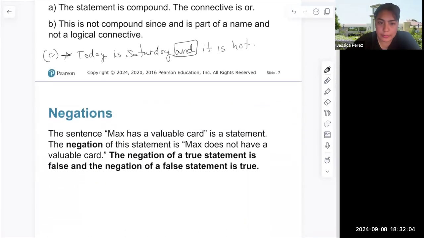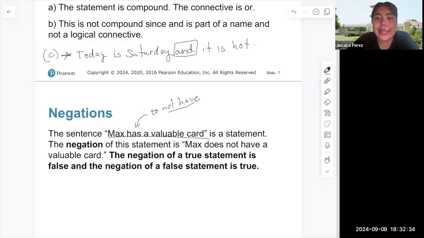What about a negation? The statement is: Max has a valuable card. The sentence is a statement because you're declaring something. The negation would be something that you are negating. So Max does not have a valuable card. That would be the negation.